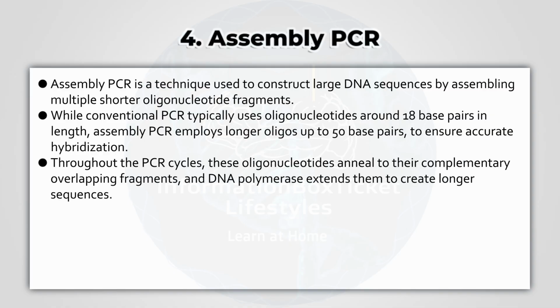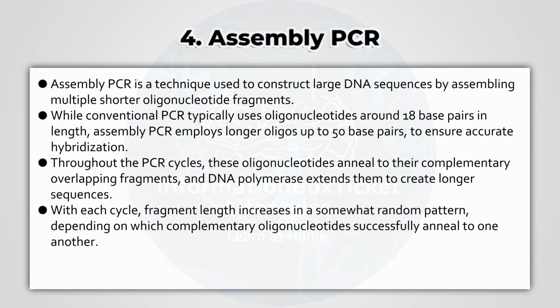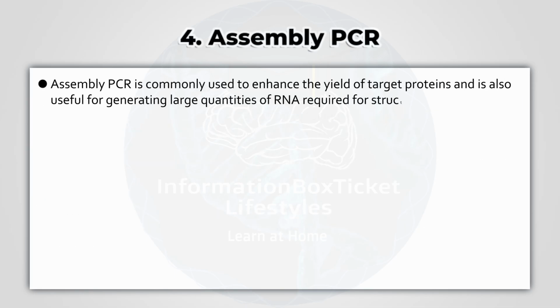Throughout the PCR cycles, these oligonucleotides anneal to their complementary overlapping fragments, and DNA polymerase extends them to create longer sequences. With each cycle, fragment length increases in a somewhat random pattern, depending on which complementary oligonucleotides successfully anneal to one another. Assembly PCR is commonly used to enhance the yield of target proteins and is also useful for generating large quantities of RNA required for structural or biochemical research.